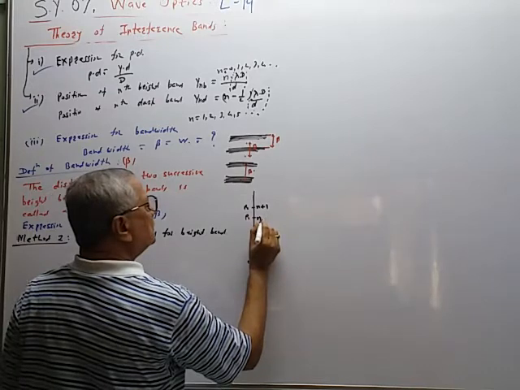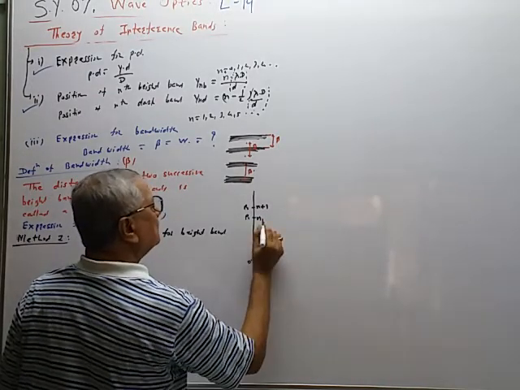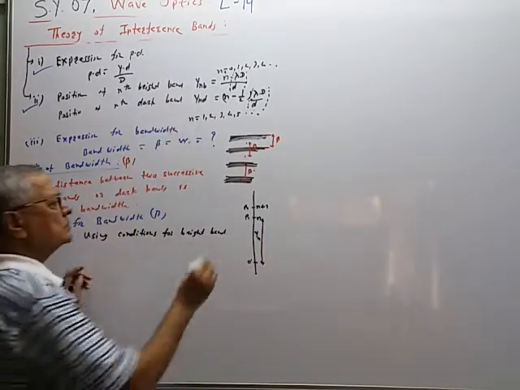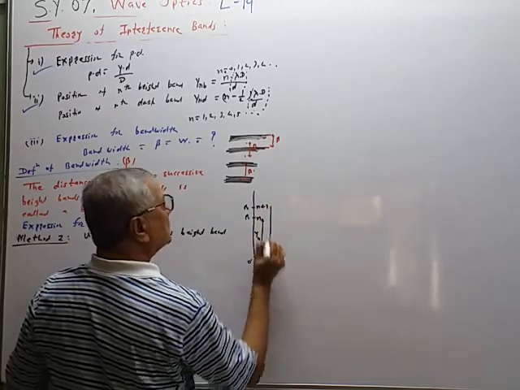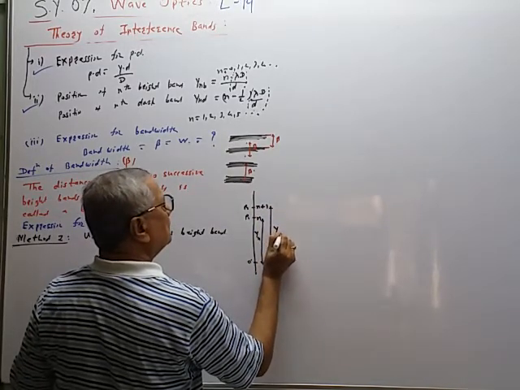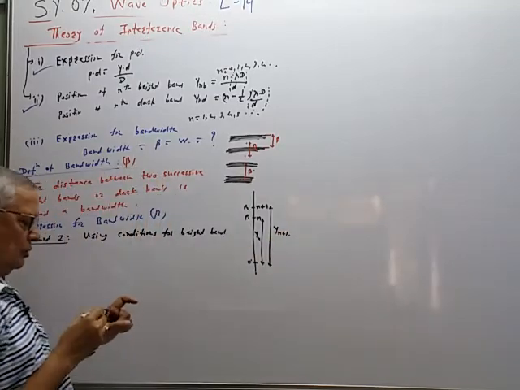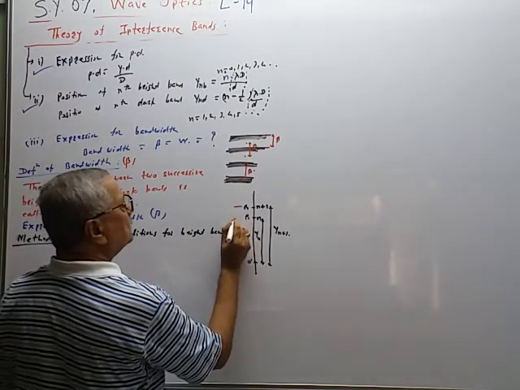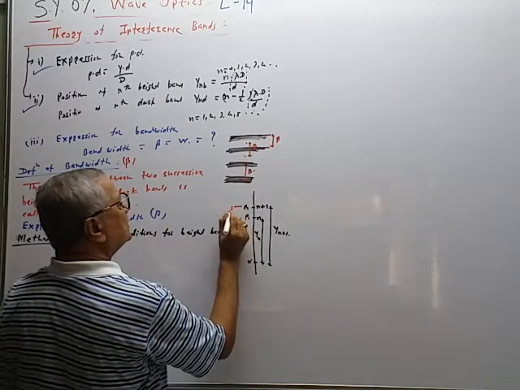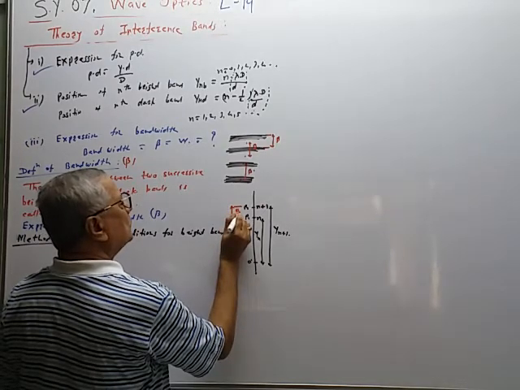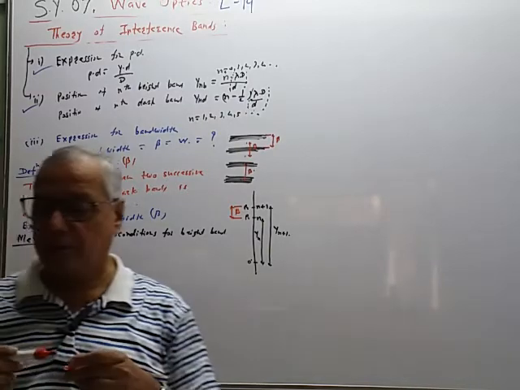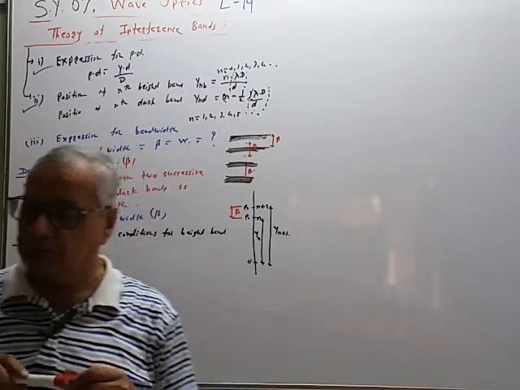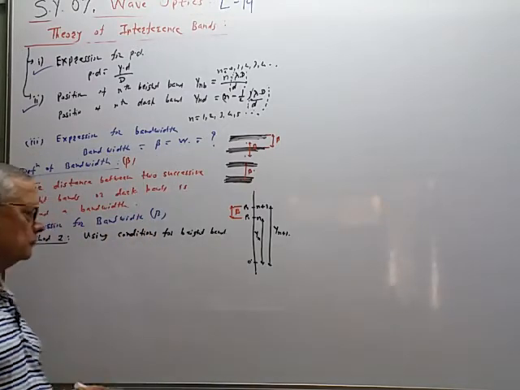So the distance of the nth bright band is yn, and it is given by this formula. And the distance of the n plus 1th bright band is yn plus 1, like this. So the distance between the two successive bright bands is P1 P2, and this distance is called beta. So we have to find beta, or it is denoted by W.